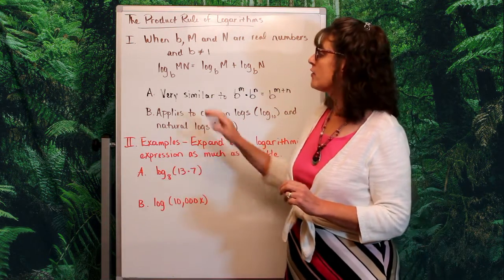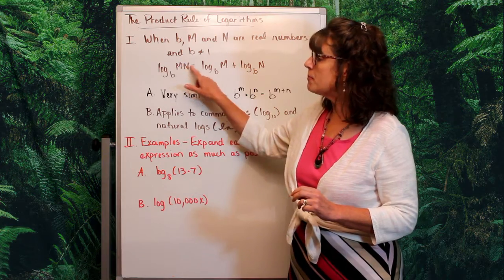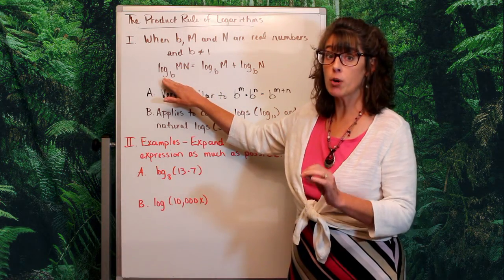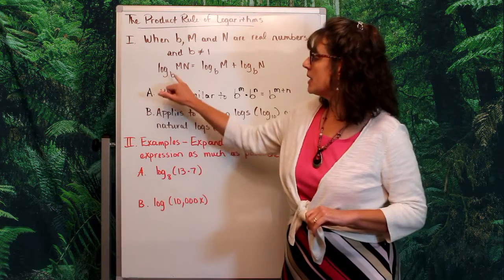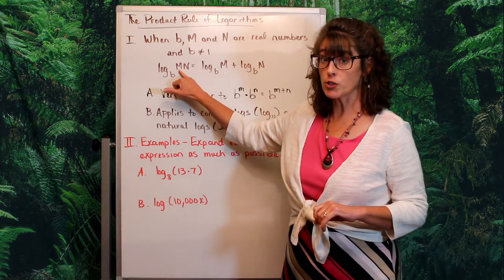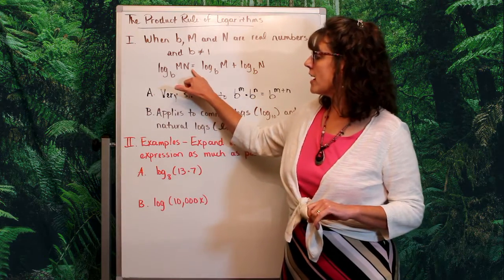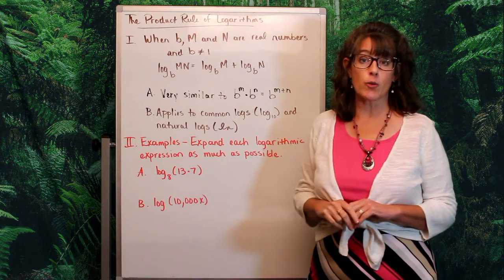So now that that's clarified, what's going to happen here is when we have a product and we're taking the log of the product, we can split it up. We can take the log of the first factor, take the log of the second factor, and we can add those two logarithms up.